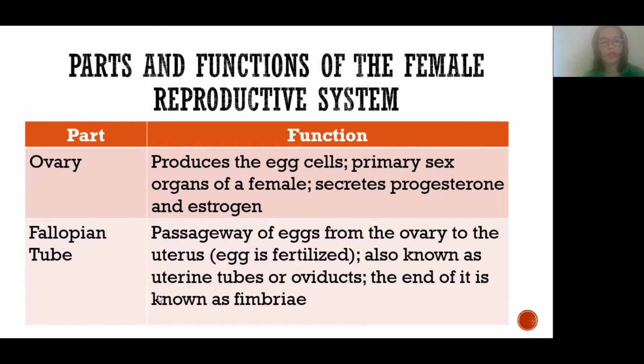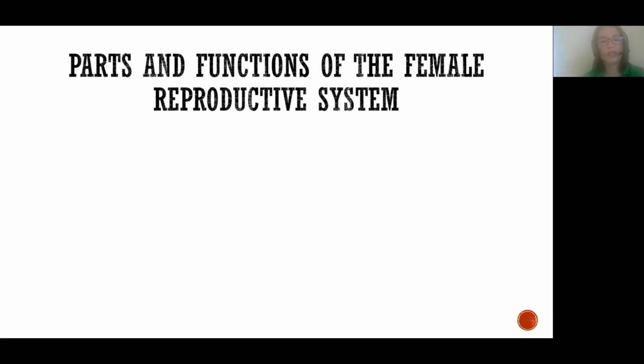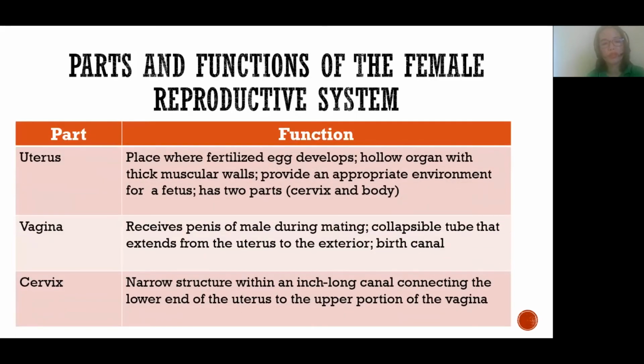Okay, so the fallopian tube is the passageway of the egg from the ovary to the uterus. And at the end of this part, you'll see a finger-like structure that holds the egg cell once it is released from the ovary, and we call it fimbriae. We also have the uterus. Of course, this is the place where the fertilized egg develops. It's a hollow organ with thick muscular walls, and this is the appropriate environment for the fetus.